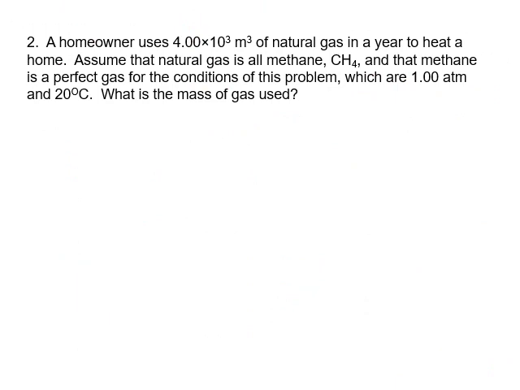Question number 2. A homeowner uses 4 times 10 to the 3rd power cubic meter of natural gas in a year to heat a home. Assume the gas is an ideal gas or perfect gas, which means it obeys the ideal gas law. So PV equals nRT.